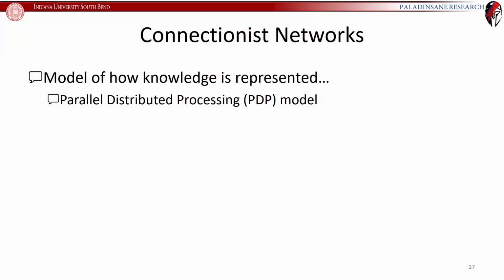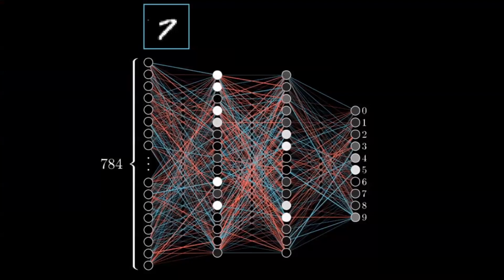All right, so those are the connectionist networks, the ideas of a connectionist network. These are models of how knowledge is represented. They're known as parallel distributed processing or PDP models. And the reason for that is because this information is processed in parallel. So all of the input nodes send their information at the same time. All of those hidden layers send their information at the same time. All of the output layers get that information at the same time. So it's working in parallel, not in serial.